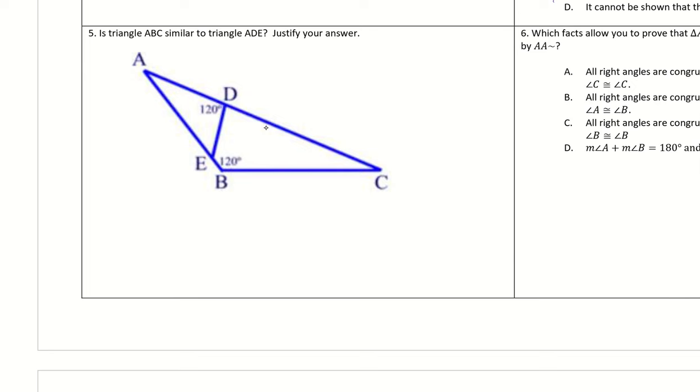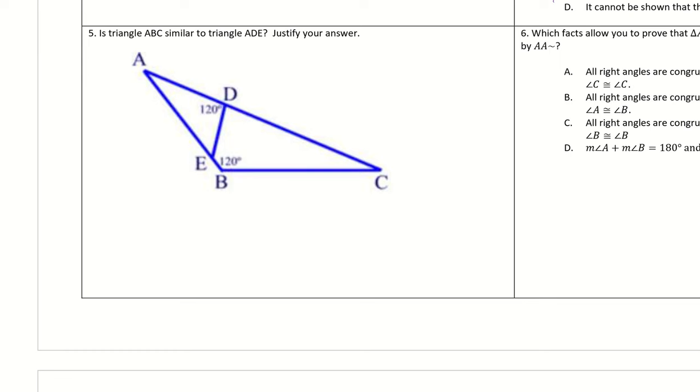All right. So is triangle ABC similar to triangle ADE? Justify your answer. All right. So in order to show that ABC is similar to ADE, remember there's a couple of postulates or theorems that you can use. You could use AA similarity, or others like SSS similarity or SAS similarity. So in this case, we can use angle-angle to show that these are similar.